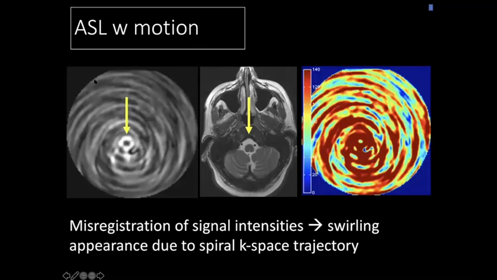As an example of motion, here we see a patient with a perfectly acceptable axial fast spin echo T2 weighted image. But if we look at the ASL grayscale image or the color scale image, you see all of this swirling. And this is because of the spiral K-space trajectory and the misregistration of signal intensities that occurred when this patient moved during the ASL acquisition.